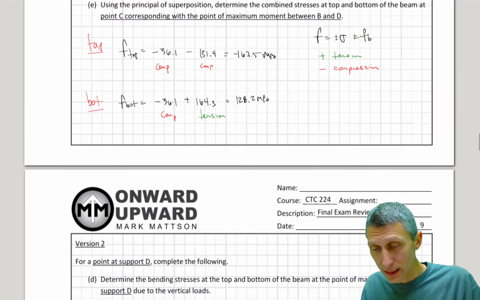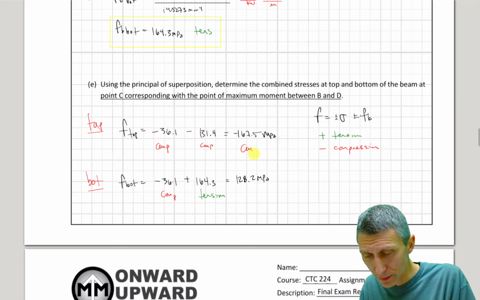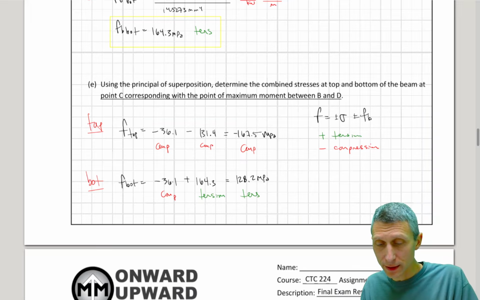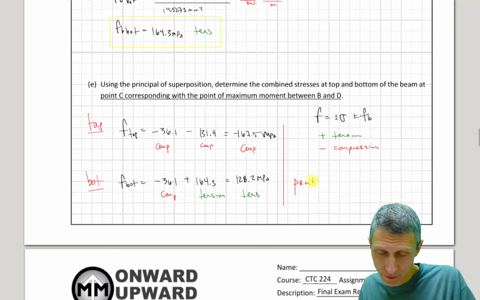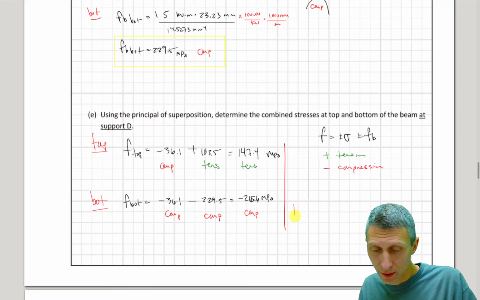Right, so in this case up here, the negative sign corresponds to compression, so the top would be compression. The positive sign corresponds with tension, so the bottom would be tension. So whether we're looking at this, I think this was point C, or we're looking at point D down here.